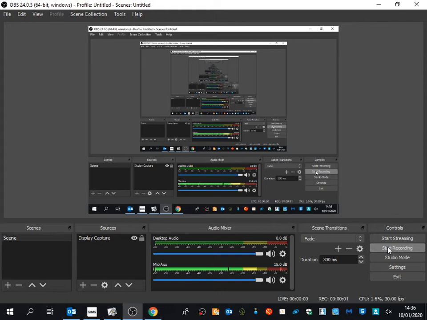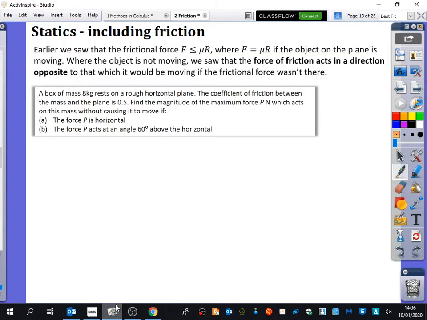Okay, so we're going to do a couple of examples now that pull in some of the ideas from friction, because we obviously want to use what we learned in the last lesson. We don't want to just do the things we could have done in Year 12, so we want to keep adding in some new things.